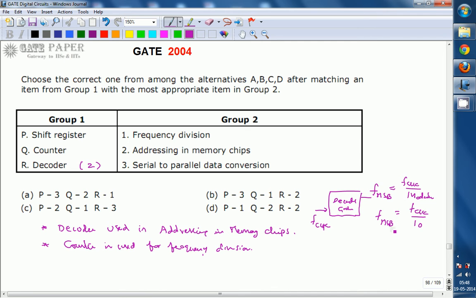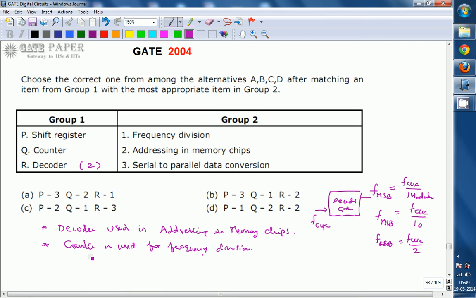Similarly, for the same decade counter, at the MSB minus 1 bit, f clock by 8. For the LSB flip flop, the frequency is f clock divided by 2. Generally the clock frequency gets divided by 2 at the output of one flip flop. If you are using a single flip flop, the output frequency is half of the input frequency, that is half of the clock frequency. Generally counters are also treated as frequency dividers.